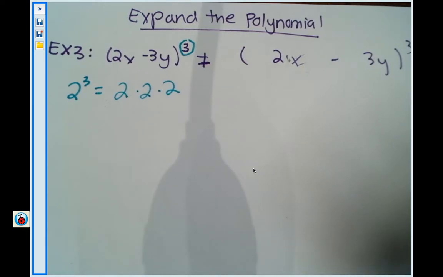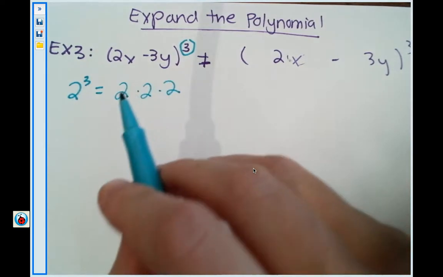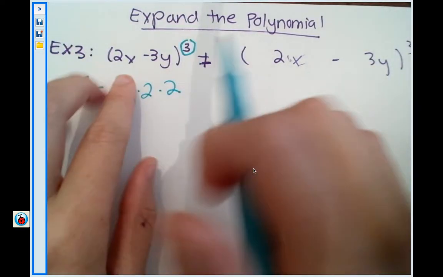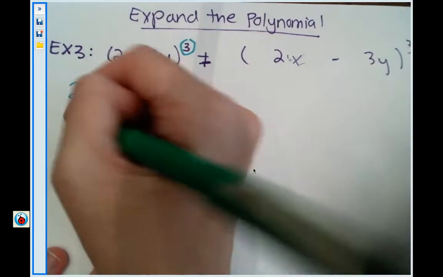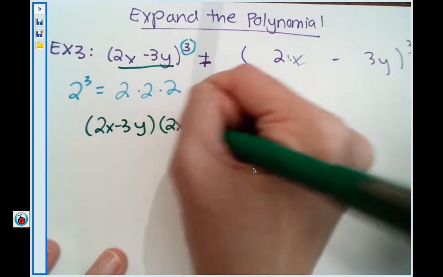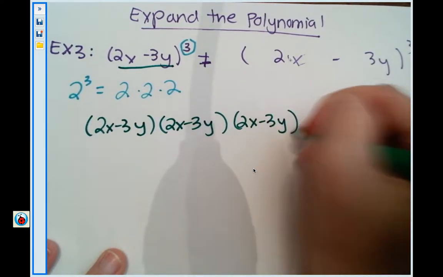I'm going to multiply 2 to itself 3 times. Okay, so what (2x - 3y)^3 means is we're going to multiply 2x minus 3y to itself 3 times, which basically means I'm going to write this bad boy out as many times as that exponent tells me to do. So I'm going to write this out 3 times. So it'll be 2x minus 3y times 2x minus 3y times 2x minus 3y.